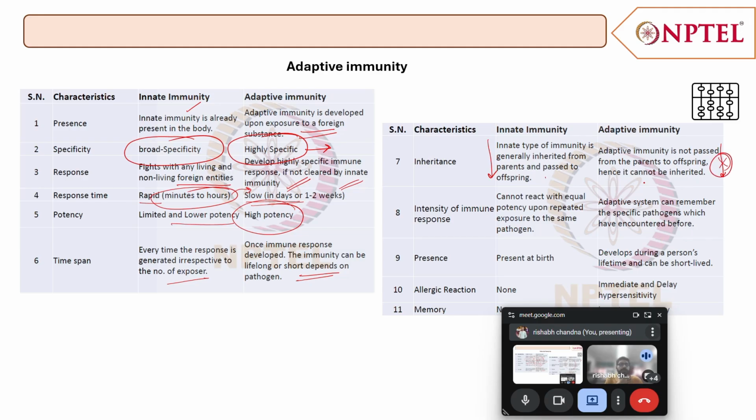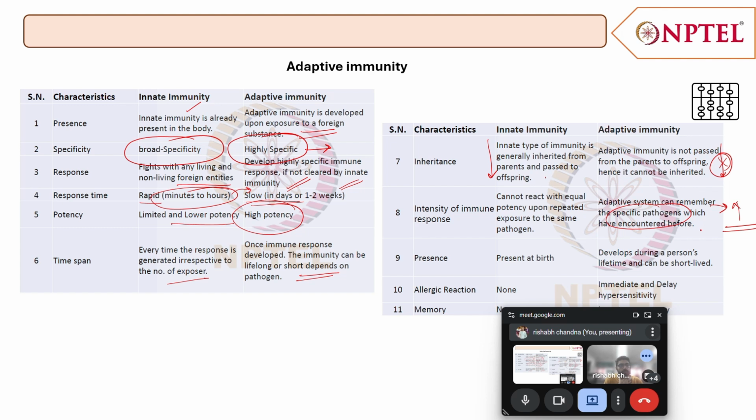The intensity of the immune response, for the innate immunity, depends upon the exposure to the pathogen. If the pathogen amount is more, the innate immune response intensity would be more as compared to when the exposure was small. In case of the adaptive immune system, it is specific to pathogens because it has some memory of that particular pathogen. If the pathogen is encountered again, the adaptive immune system can develop a much-increased immunity.